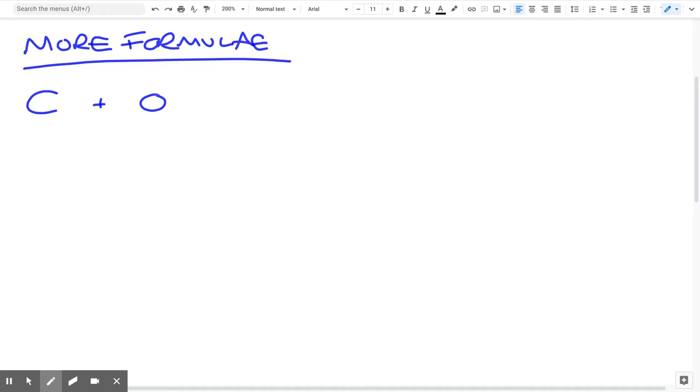Okay, so in this final clip of Formulae for now, we're going to look at just a couple of specific examples, which allow us to look at some slightly more complicated cases, where sometimes certain rules may be given. So look at carbon reacting with oxygen.